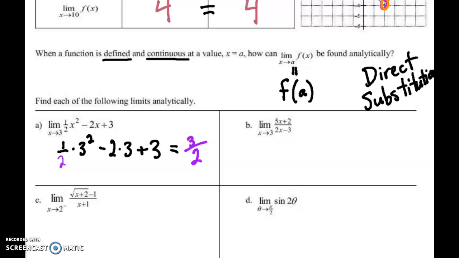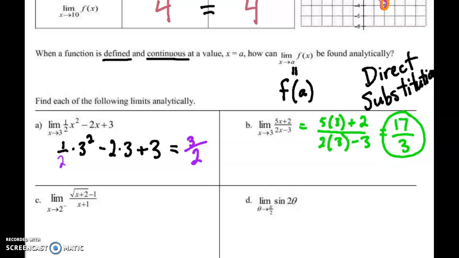Same thing with this next one, just trying to change colors, as long as you can plug in 3 for both these x's. So 5 times 3 plus 2 all over 2 times 3 minus 3. So 15 plus 2 is 17, and 6 minus 3 is 3, then you should be good. This should be your limit. And it is continuous, because the only place this is not continuous is at x equals 3/2, which we talked about in pre-calculus.